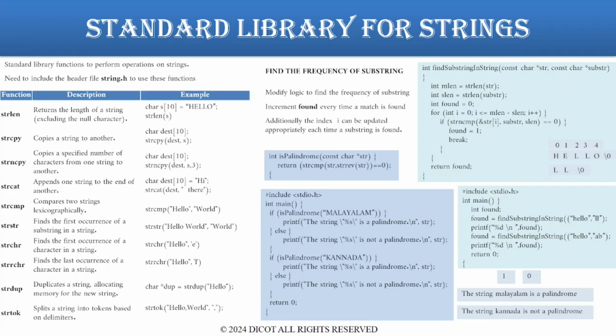The function returns the value of found as output, which is nothing but the frequency. If the frequency is 0, it means the substring is not found. If the frequency is 1 or greater than 1, it means the substring is present that many times in the main string.